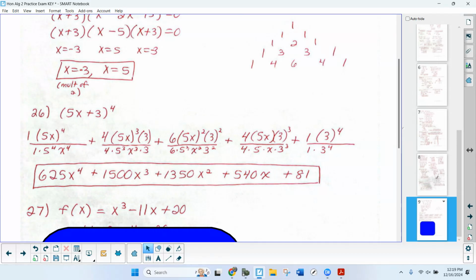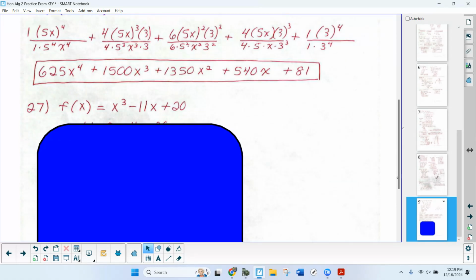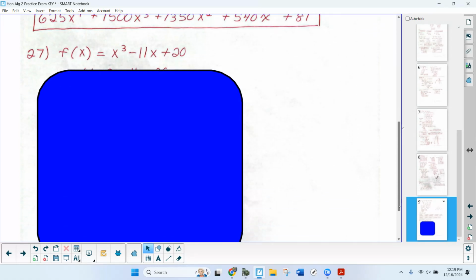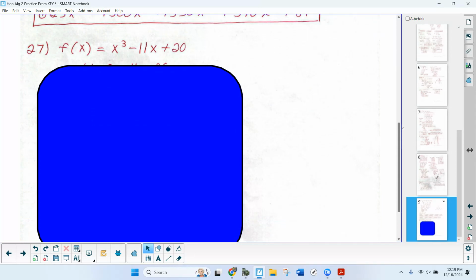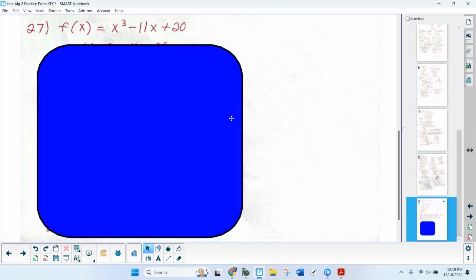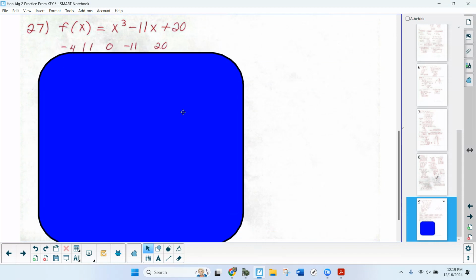All right, 27. 27 said find all zeros. Now, how many should I have when I'm done? 3. Okay, so what'd you do first? You can factor it, so you have to do p over q, p over 1. Okay. And then I plugged that into my calculator and found that x is -4. -4. Okay. So then you do synthetic division.